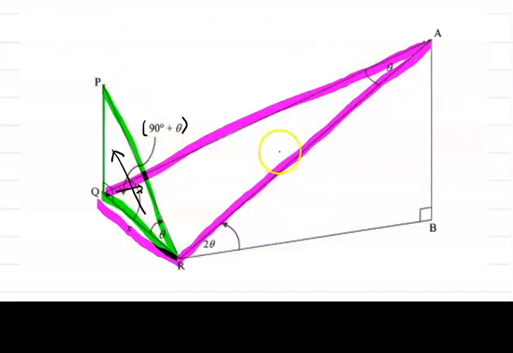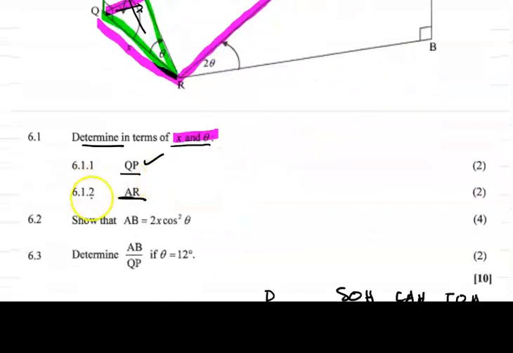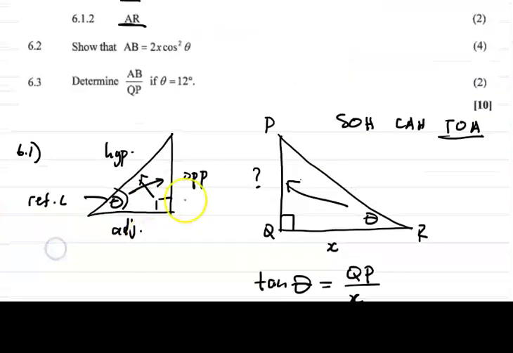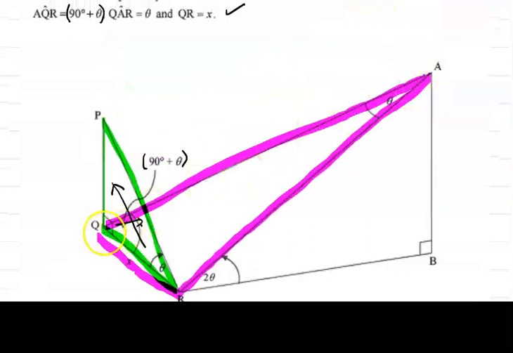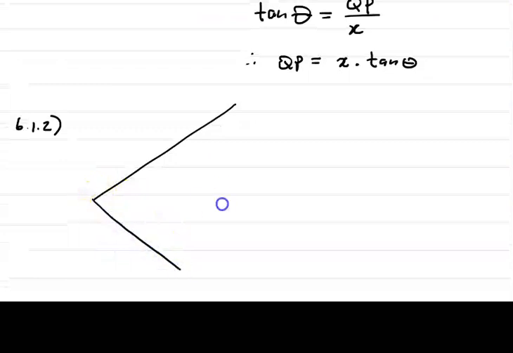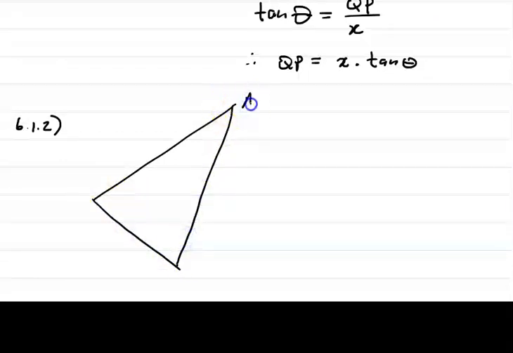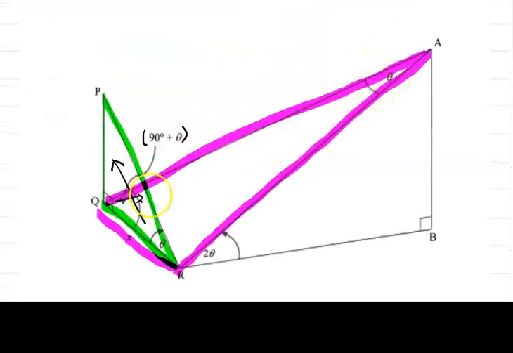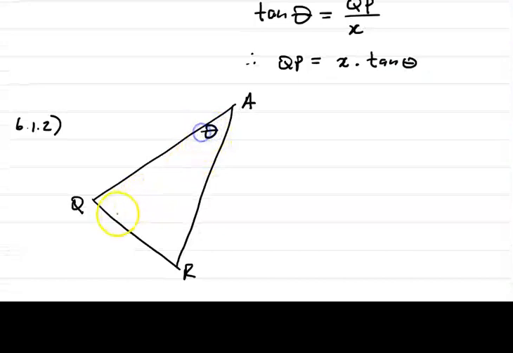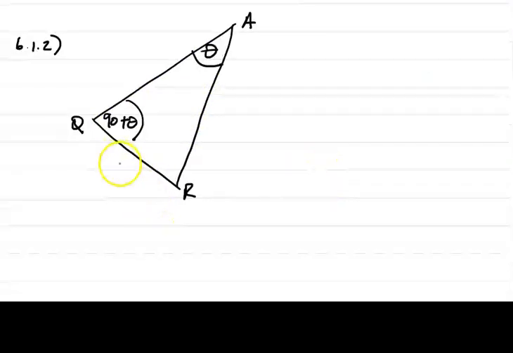Let me redraw or isolate this particular triangle so that we can have a look at it again. For 6.1.2, let's redraw this triangle. That would be AQR, so we'll say A, Q, and R. And let's put in our information. That's theta there, and that's 90 plus theta at Q, AQR, and let's not forget this X.